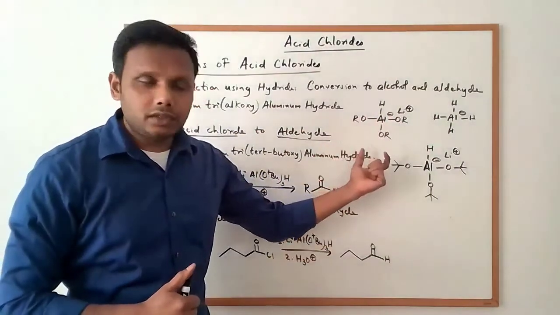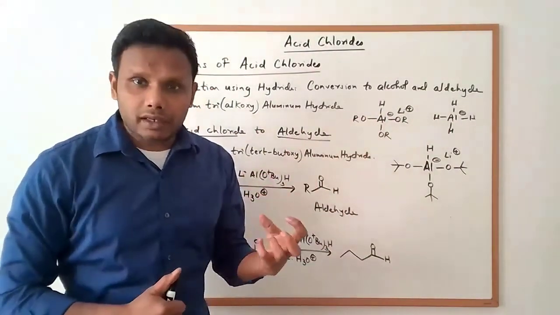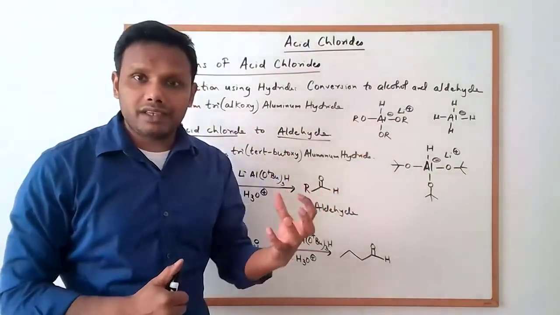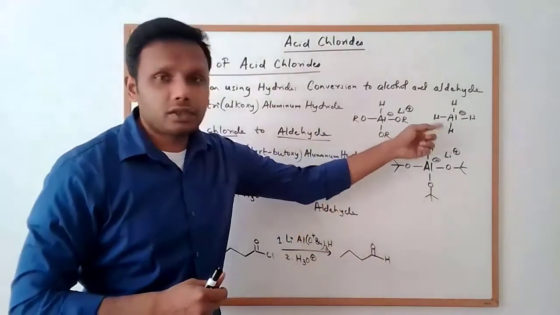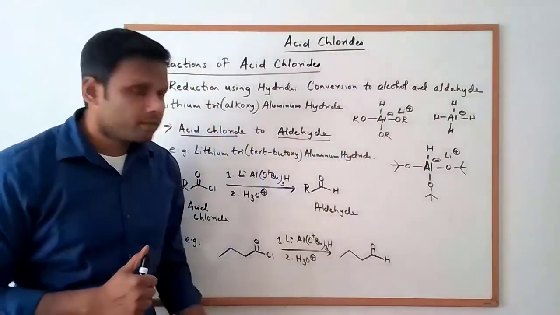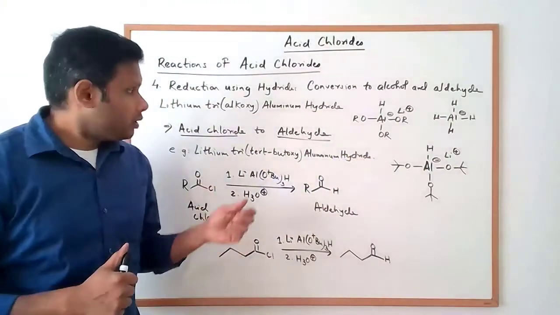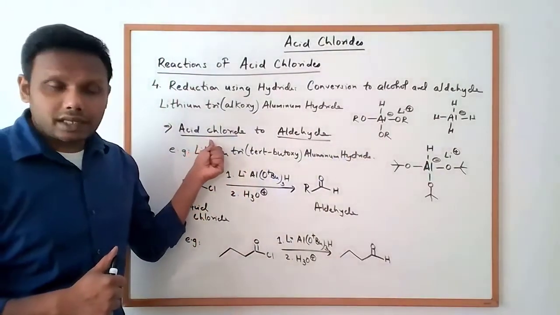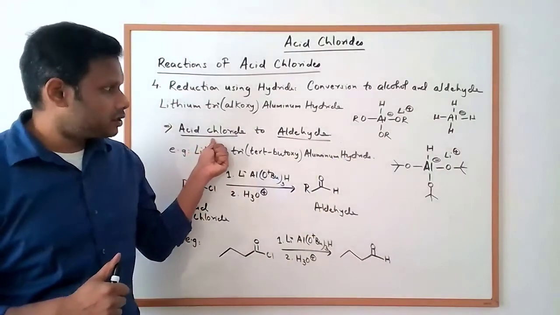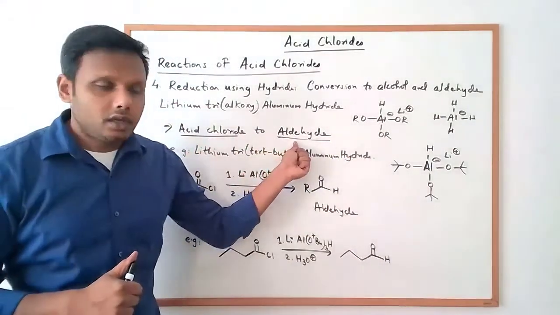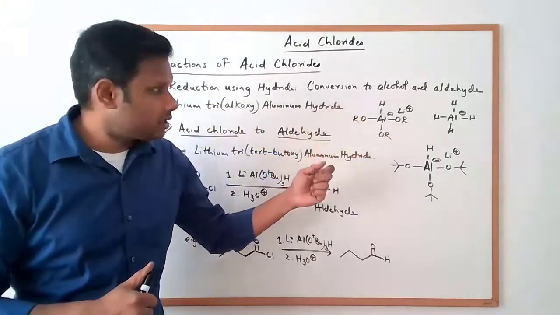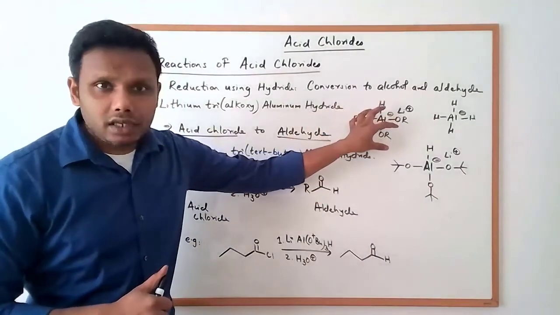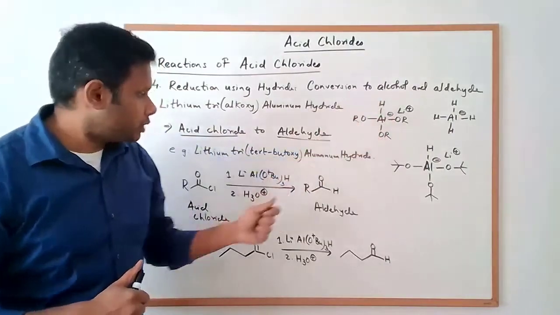So this change tunes the reactivity of the hydride. It makes it a little bit more specific, and it is less reactive compared to the lithium aluminum hydride itself. And so what we're able to achieve by that change is the selective conversion of an acid chloride to an aldehyde.